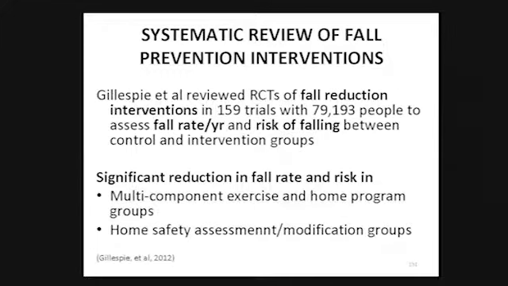So Gillespie did a systematic review looking at all different fall prevention programs. What was important? And here's one of the answers on the test. Significant reduction in fall rate and risk in what? Multi-component exercise and home programs, including home safety assessment and modification. So does exercise work alone? It helps, but not as well as when you combine it with home programs, home safety, and modification.